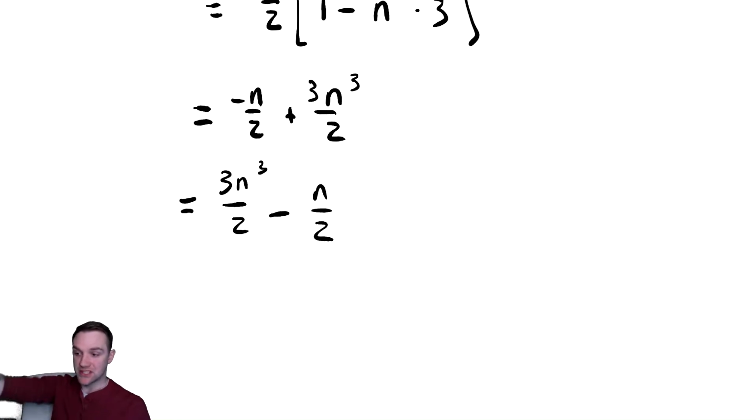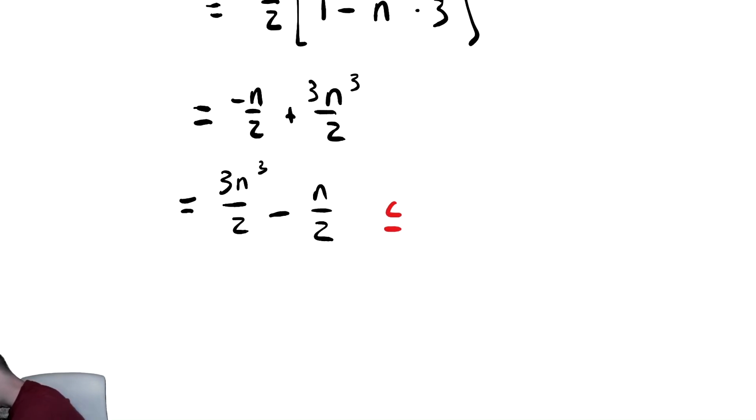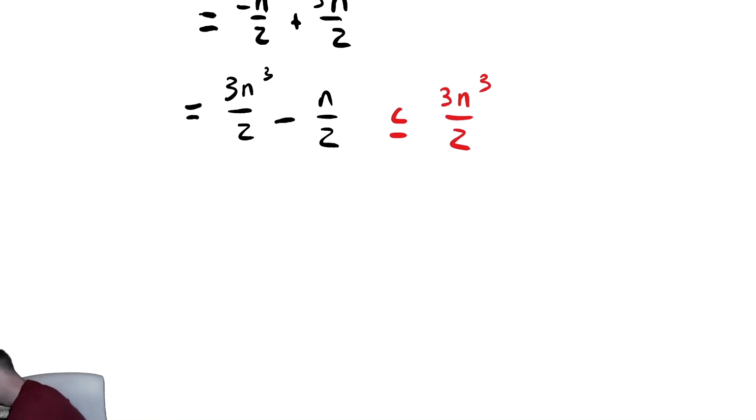I now need to bound this above by a number times n cubed and below by a number times n cubed because we identified that it looks like n cubed. So I need to bound this above. When bounding above, you can always drop negative terms. So it's just less than or equal to 3n cubed divided by 2. And to bound below, you can bound below by replacing negative n over 2 with negative n cubed over 2.